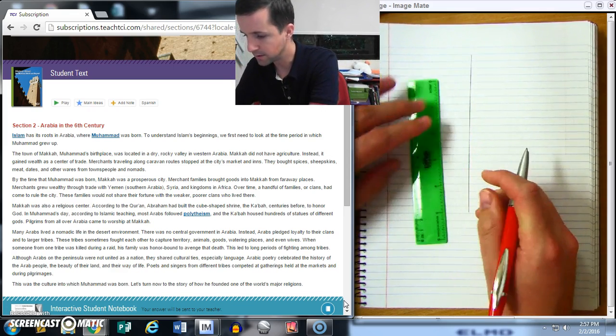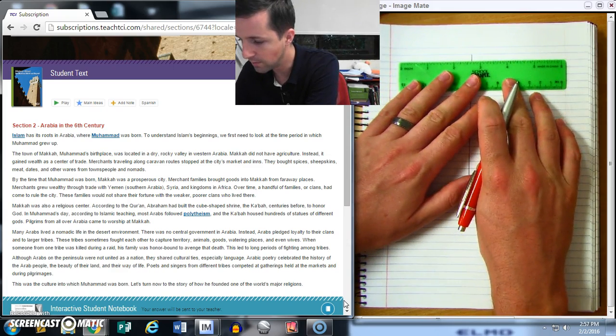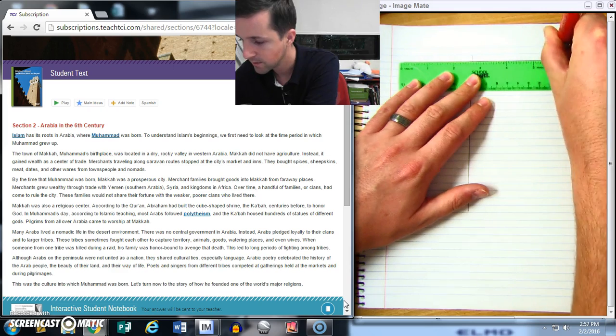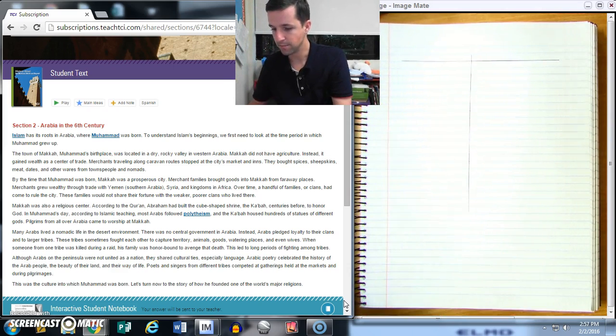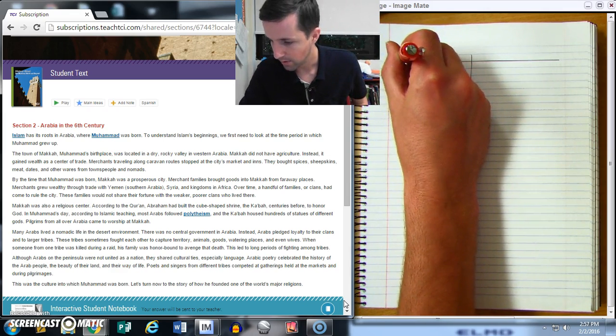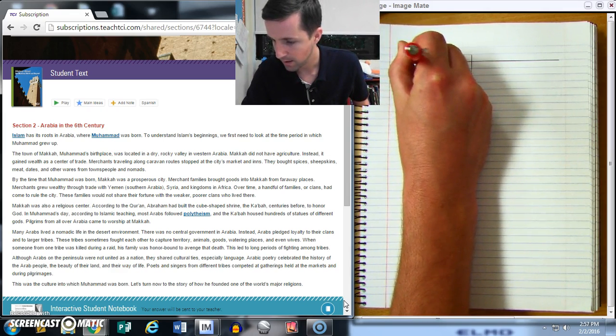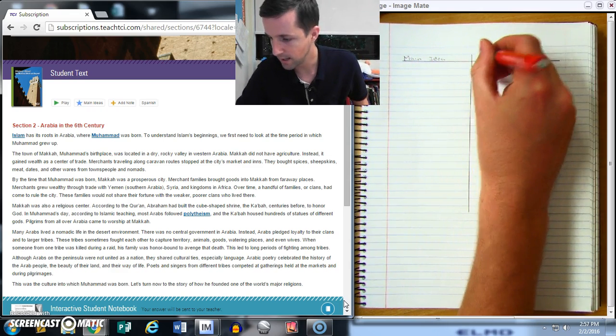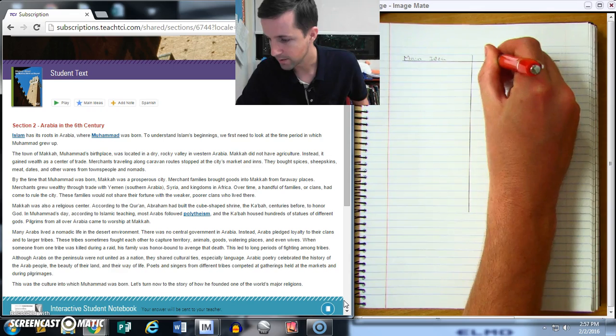Of course, it doesn't need to be exact, but you do need equal room on both sides. All right, I'm done with my ruler now. I can go put that away. On the left side, I'm going to write main idea, and on the right side, drawing.